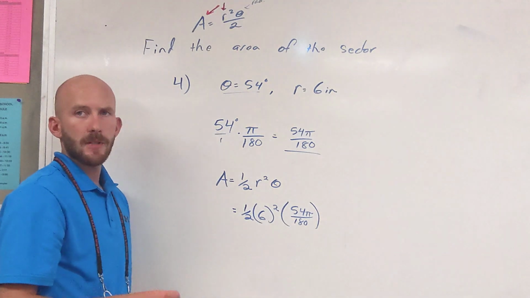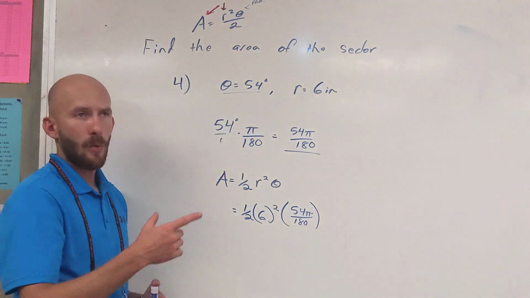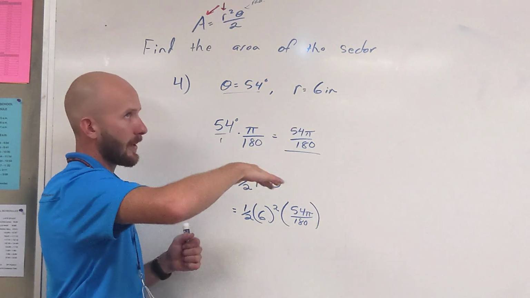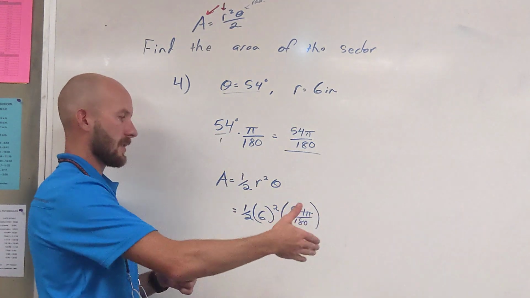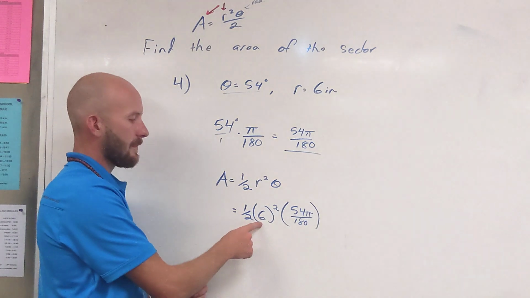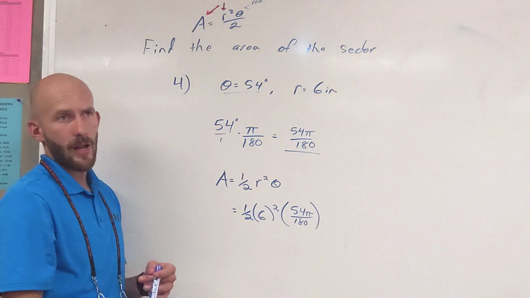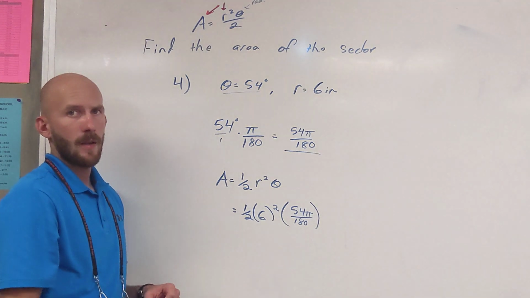And I use parentheses pretty carefully. I'll put all of that in parentheses, so I treat the 54 pi divided by 180 as kind of one thing that is going to get multiplied. And typically, I put parentheses around a number whenever I have an exponent.